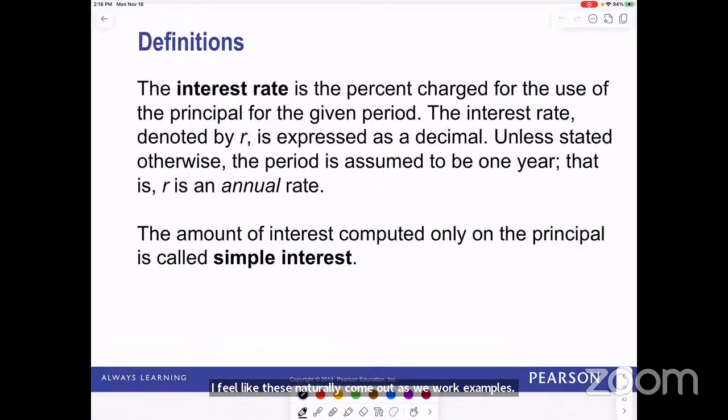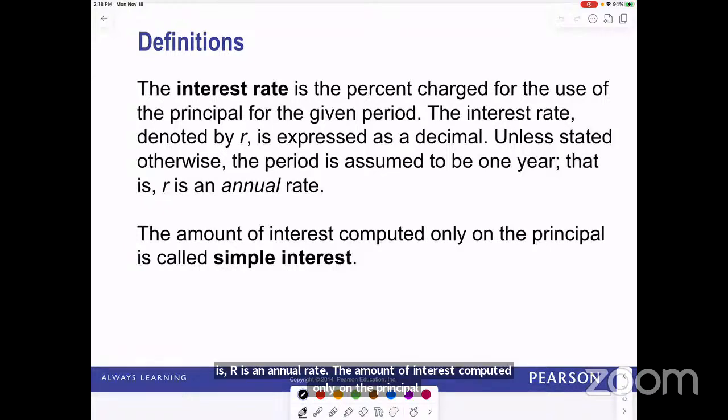Okay. So then a few definitions. The interest rate is the percent charged for the use of the principal for a given period. The interest rate denoted by R is expressed as a decimal. Unless stated otherwise, the period is assumed to be 1 year. That is, R is an annual rate. The amount of interest computed only on the principal is called simple interest. So simple interest is the lowest form of interest that we have.